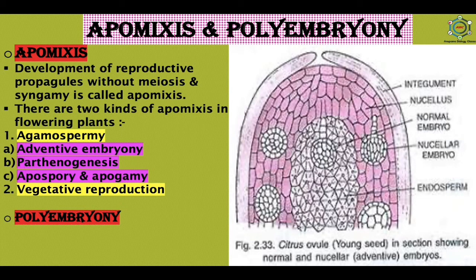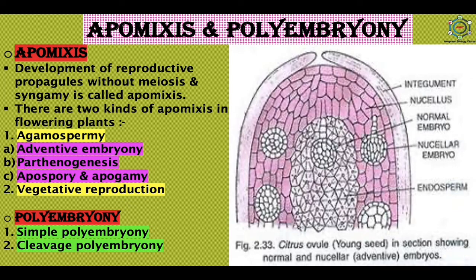Now, polyembryony. What is polyembryony? Polyembryony is the phenomenon of formation of more than one embryo during the development of seed. Polyembryony was first discovered by Leeuwenhoek in citrus. It is of three types, in which the first one is simple polyembryony, where it is due to the fertilization of more than one egg cell in an ovule, like in citrus and poppy.